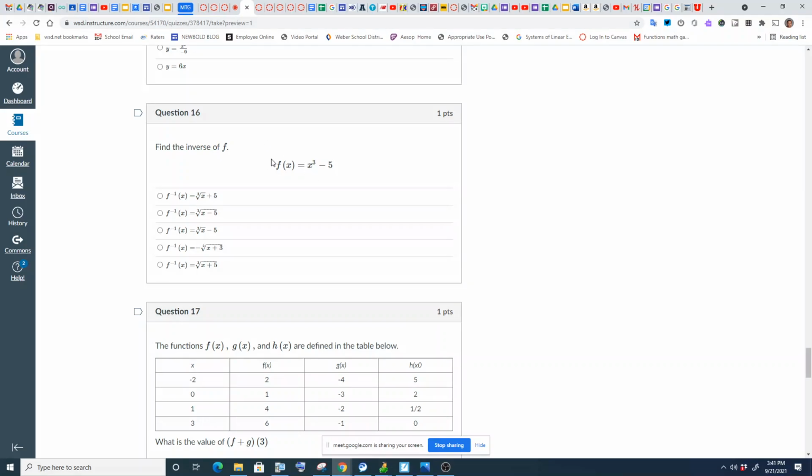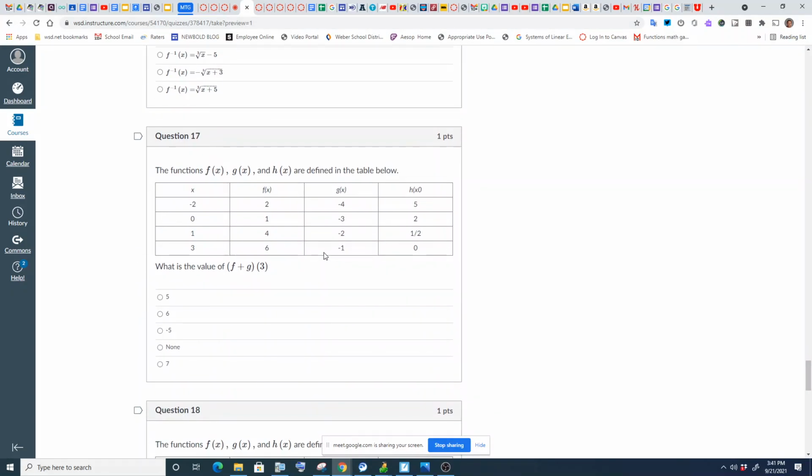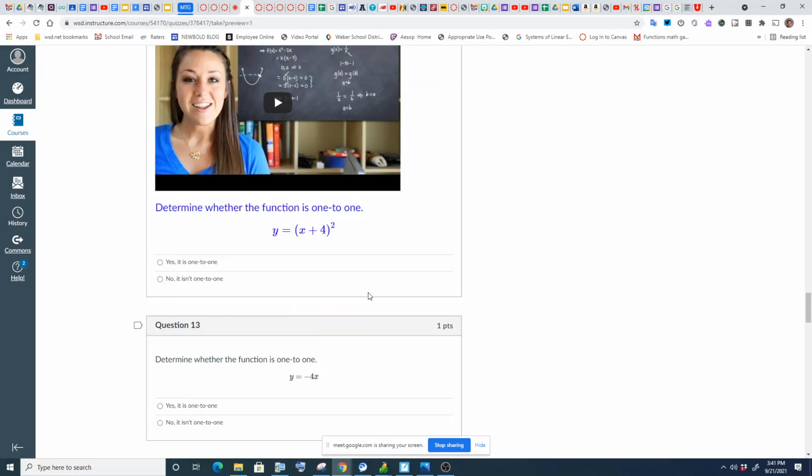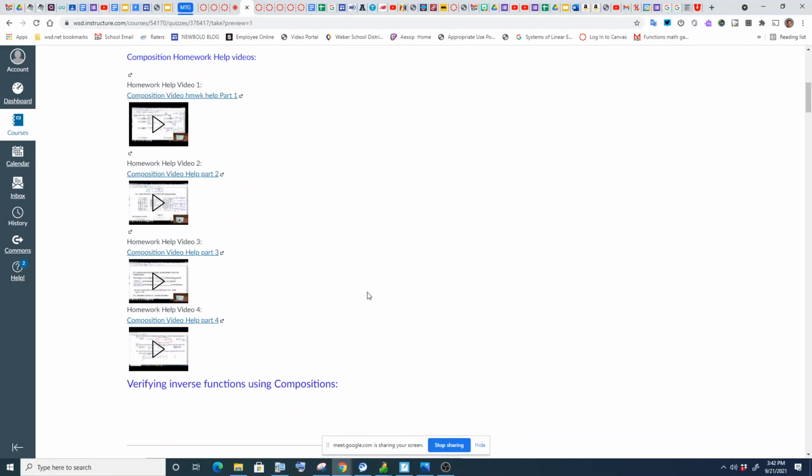Don't forget to cube root both sides. No, I think it's add 5 first, then cube root both sides. Nice. So probably looking at this one, probably. Cool. Okay, so there's compositions and inverses. I'll have to put some more videos on there to help you. I do have a pretty good video there to help you.